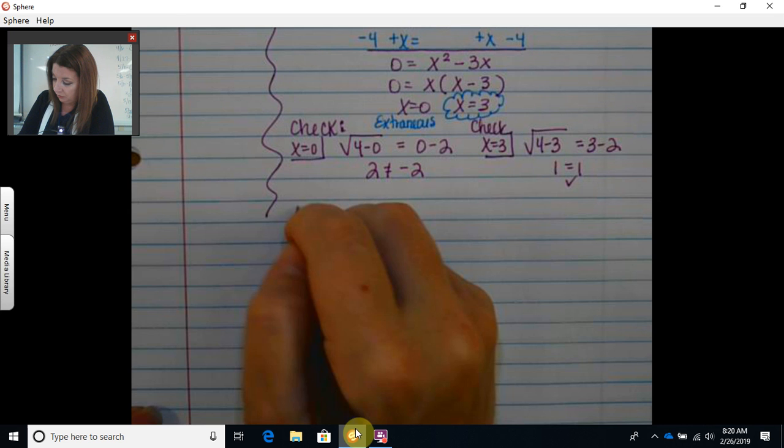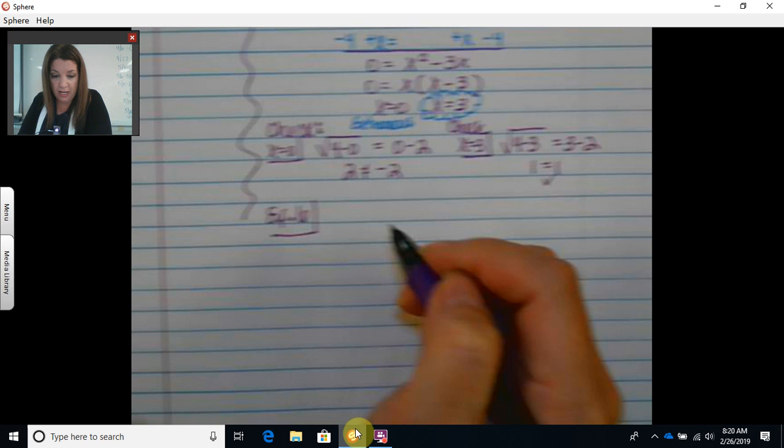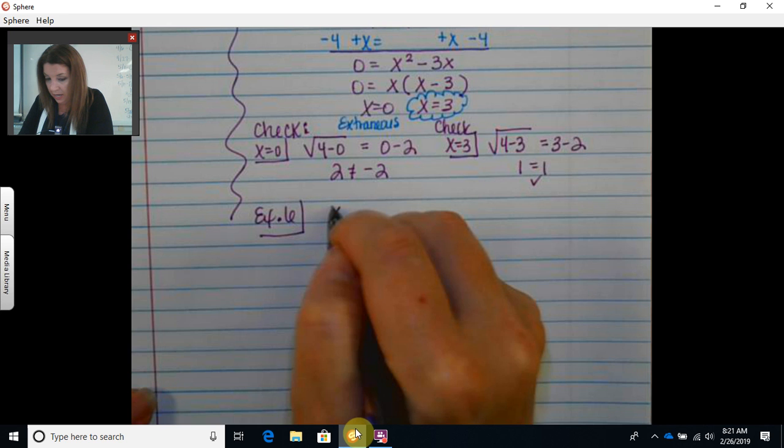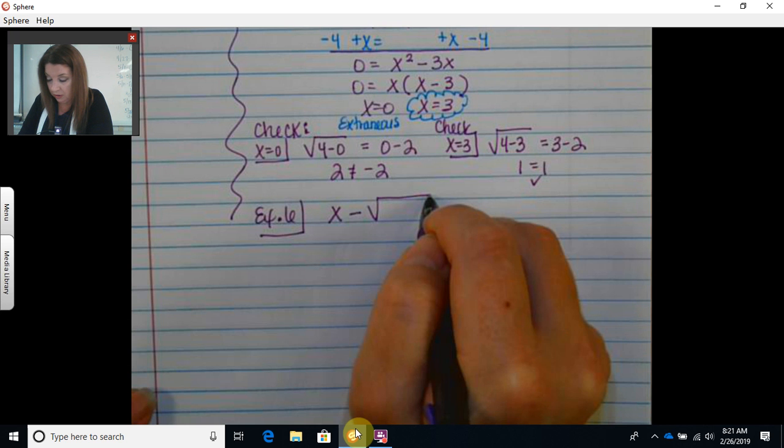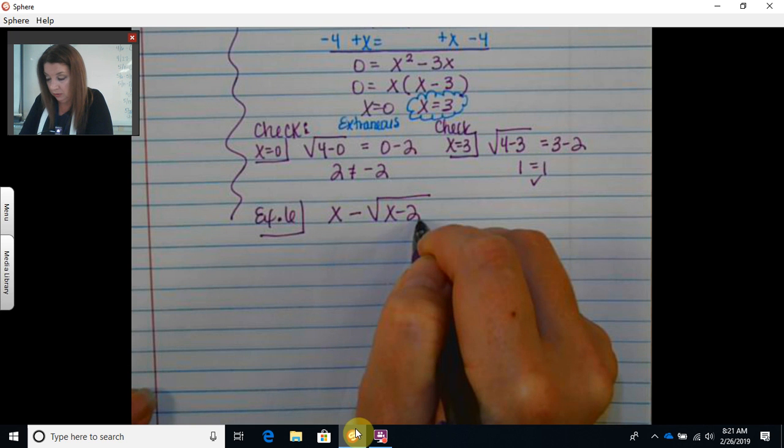Example 6. We have x minus the square root of x minus 2 equals 4.